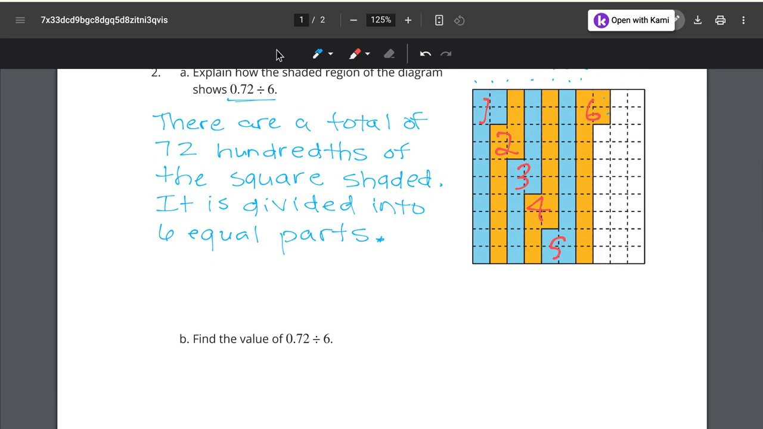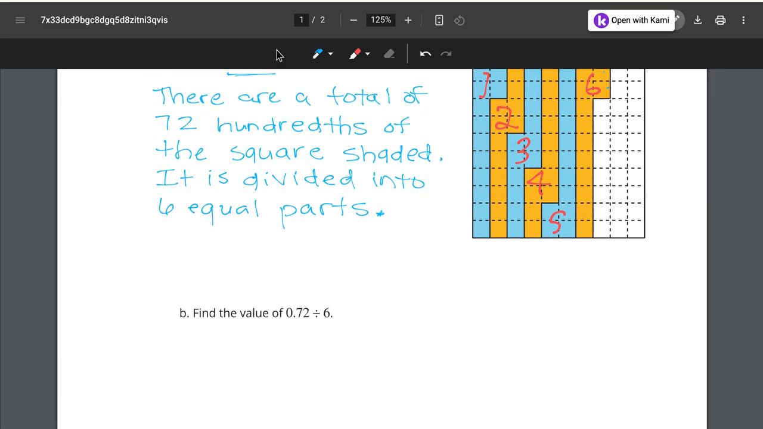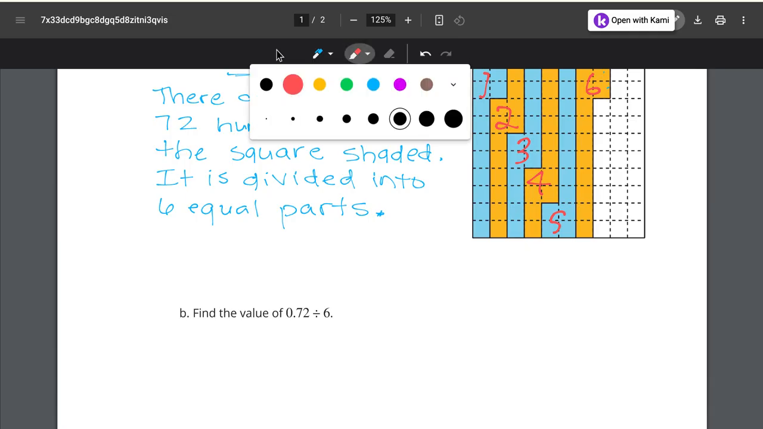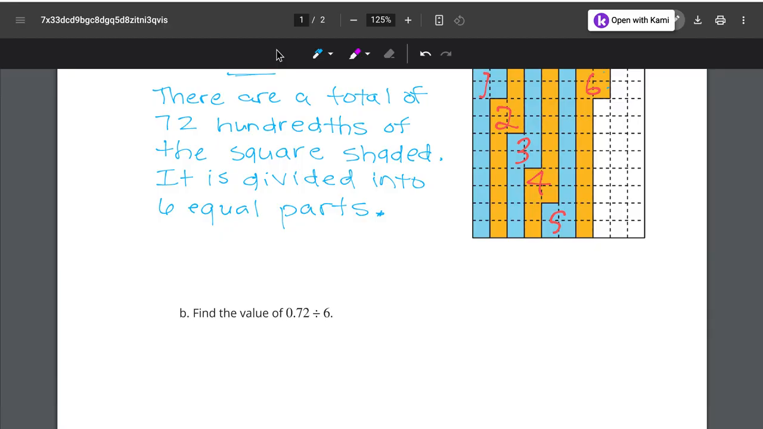Now let's go down and let's think about 2B. So 2B says to actually find the value of the answer. So the value of the answer is going to be where we see our 6 groups, how much are in each group. So let's go ahead and let's count how many hundredths. For example, here are in group 6. I see 1, 2, 3, 4, 5, 6, 7, 8, 9, 10, 11, 12. Each of these groups has 12 hundredths in it.